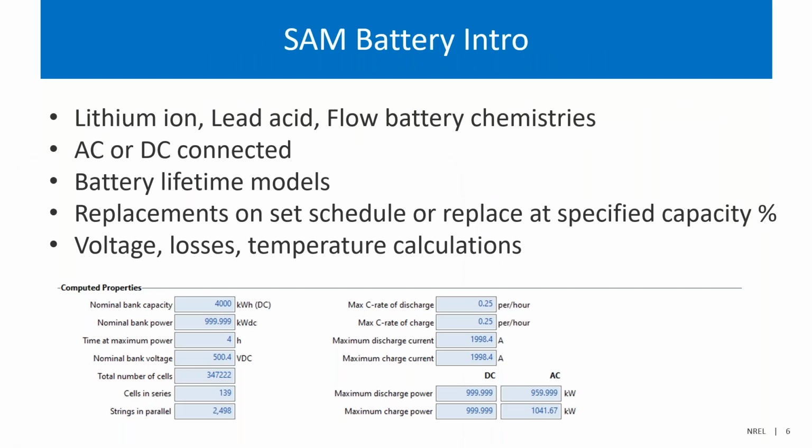The SAM battery model can be used to model a variety of battery chemistries, including lithium-ion, lead-acid, and flow batteries. When modeling it with a detailed PV system, you can model it as AC or DC connected. We include battery lifetime models, and based on the outputs of those lifetime models, you can schedule battery replacements and incorporate that into the economics, either on a set schedule or a specified capacity. And then we also have models for voltage, losses, and temperature calculations.